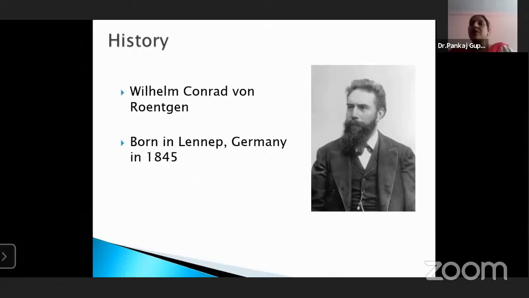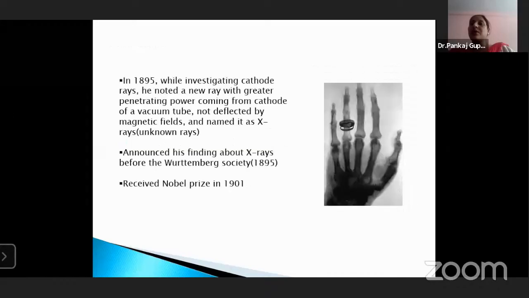So, start with the history of X-rays. The X-rays were discovered by Wilhelm Conrad Röntgen in 1895. He was a German physicist who was born in 1845. He discovered X-rays accidentally while conducting one of his experiments. He was experimenting whether the cathode rays would pass through a glass tube or not. In that very experiment, he discovered a new light emerging from a fluorescent material, which he didn't know at that time. So he named it X-rays, that is, unknown rays.